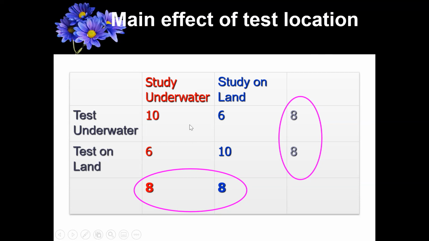That's because it's an interaction. When you study underwater, it's best to take the test underwater. When you study on land, it's best to take the test on land. Okay? That's what we mean by interaction. The effect of one independent variable, studying underwater versus studying on land, depends on where you take the test. Do you take it underwater or on land? Because if you're taking the test underwater, you're best to study underwater. If you're taking the test on land, then it's better to study on land. That's what we mean by an interaction.